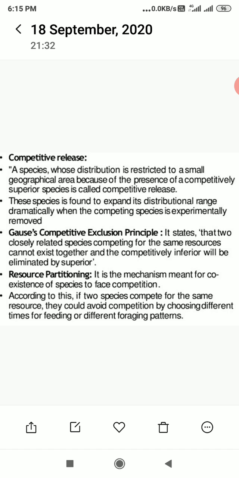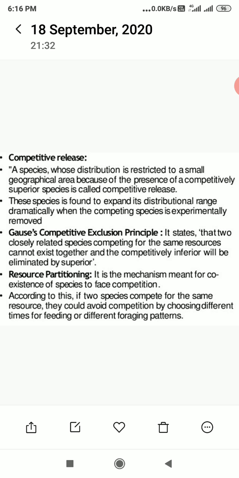For this, Gause gave the competitive exclusion principle. It stated that two closely related species competing for the same resources cannot exist together, and the competitively inferior will be eliminated by the superior. Means those species which are more superior, or you can say they are strong, are going to reduce the number of comparatively weaker species, or you can say inferior species.